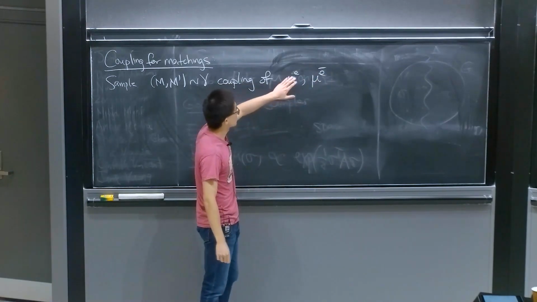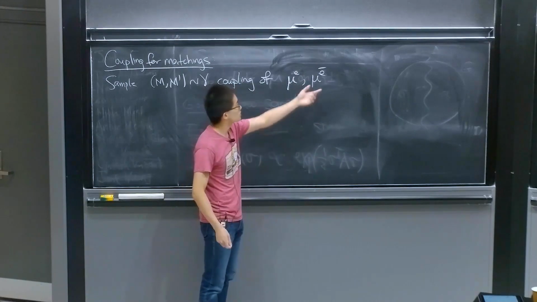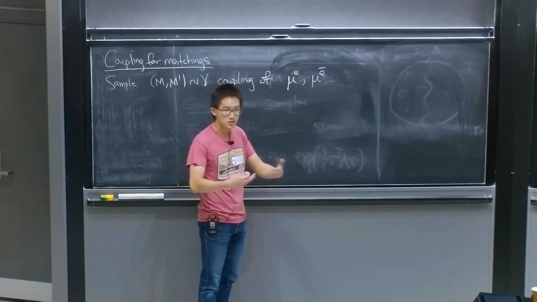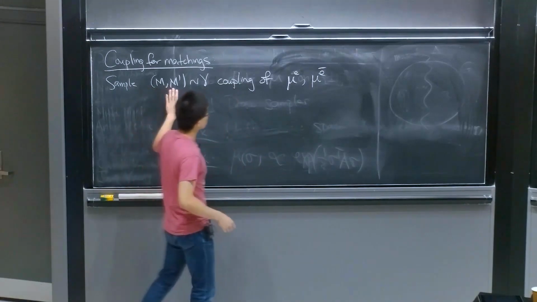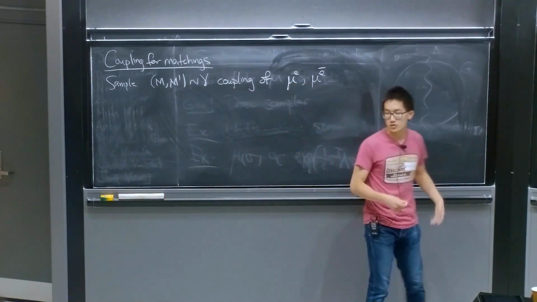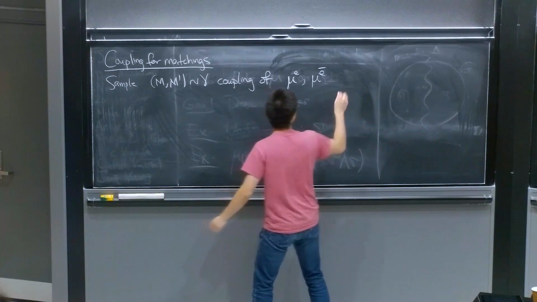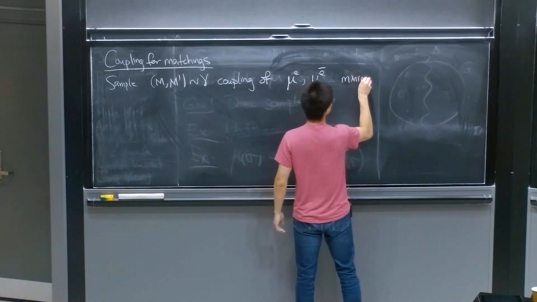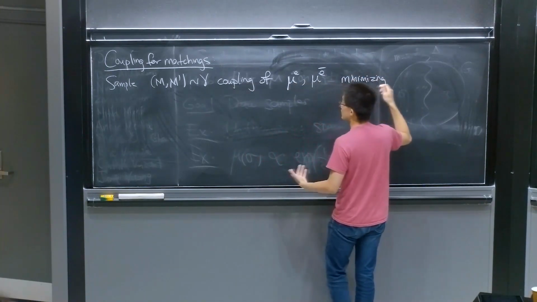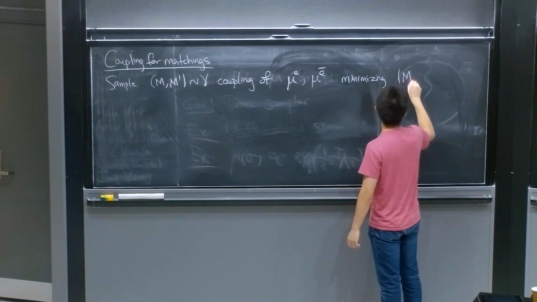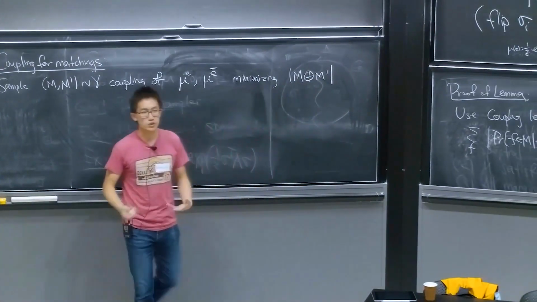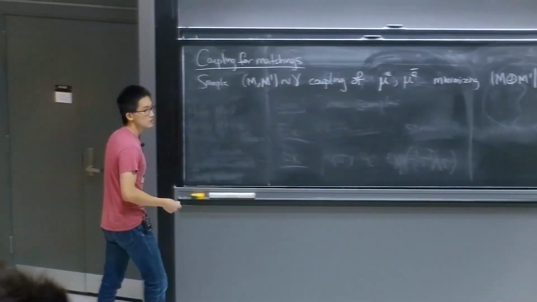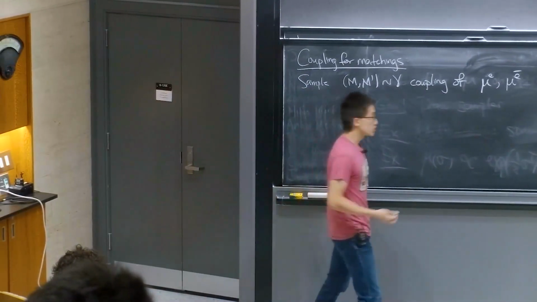I'm going to use the notation E and E bar. E is conditioning on the event that E is in the matching. E bar is the event that I'm conditioning on the edge E not being in the matching. So I want to sample these two matchings from some coupling, minimizing, at least in expectation, the number of disagreements between these two matchings. We're going to do this iteratively.